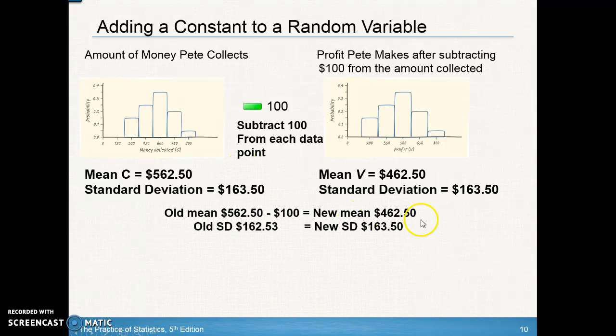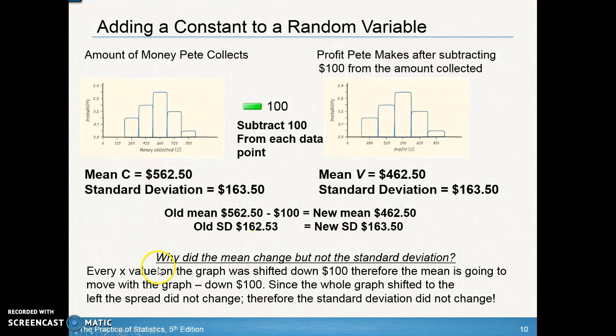Okay, so to get the new mean, I take the old mean, subtract 100, and get my new mean because I shifted it down the number line. The old standard deviation is the exact same as the new standard deviation because my data has not changed the spread at all. I've just literally moved it down the number line, and it looks exactly the same. Now, why did the mean change but not the standard deviation? Every x value on the graph was shifted down 100, therefore the mean is going to move with the graph down 100. Since the whole graph shifted to the left, the spread didn't change, therefore the standard deviation did not change at all.